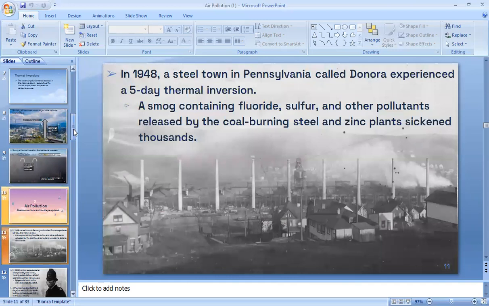In 1948, a steel town in Pennsylvania called Donora experienced a 5-day thermal inversion. The smoke containing fluoride, sulfur, and other pollutants released by the coal-burning steel and zinc plants sickened thousands.